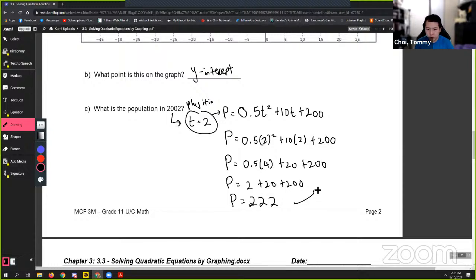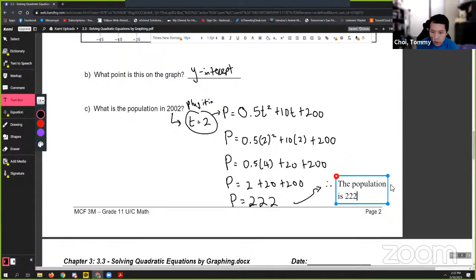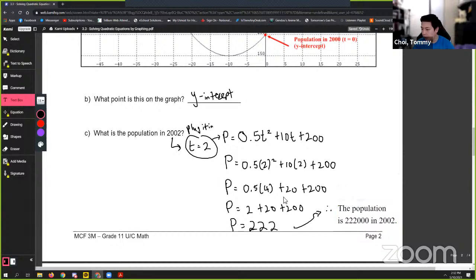So what's our answer? Therefore, the population is 222,000, whoopsies, in 2002. Okay, and that would be your answer for this question here.